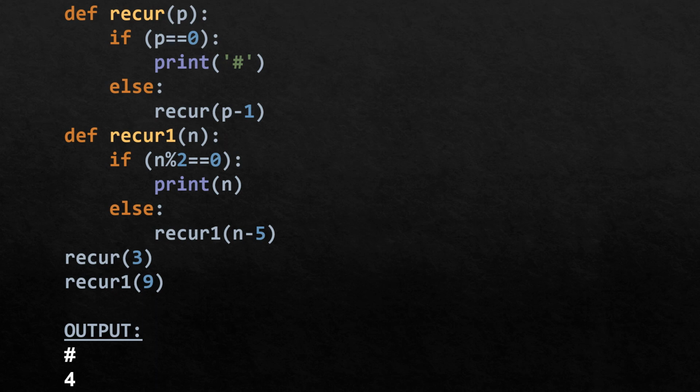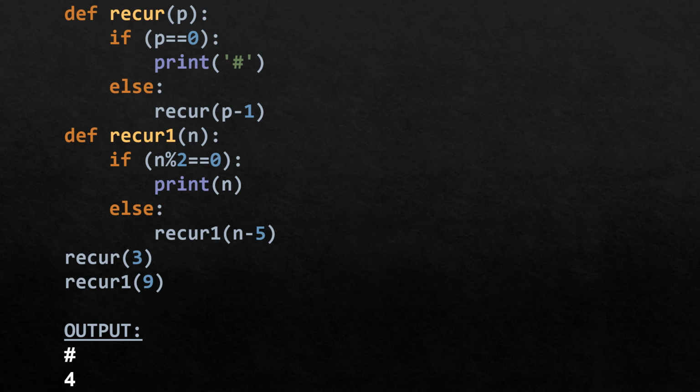First, the recur function is called with 3. So it will recursively call first of all 3 minus 1, that is 2, then 2 minus 1, that is 1, and 1 minus 1, that is 0. When p becomes 0, it will print hash and will stop there.